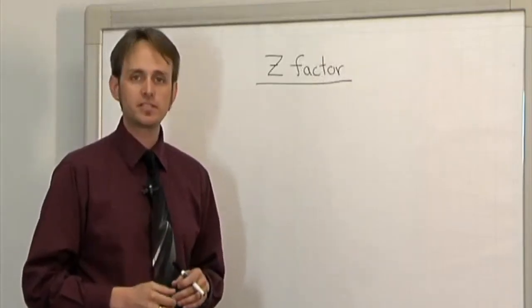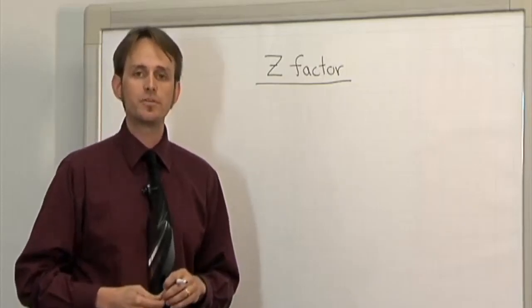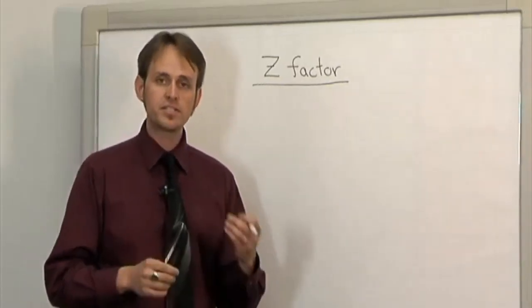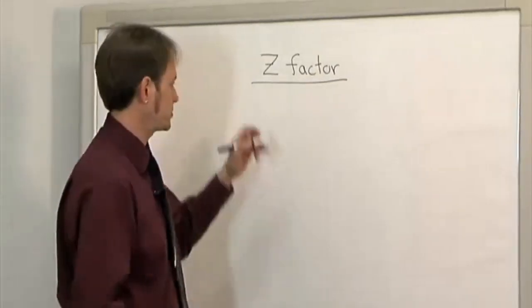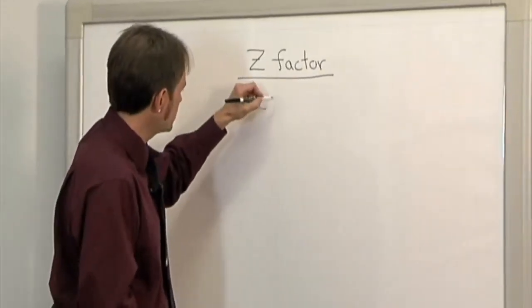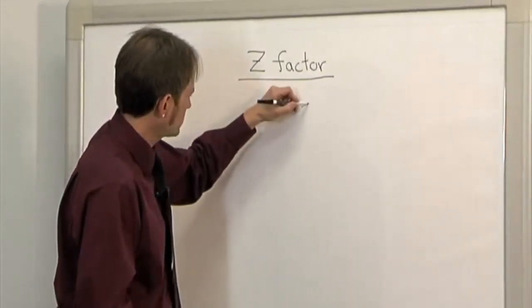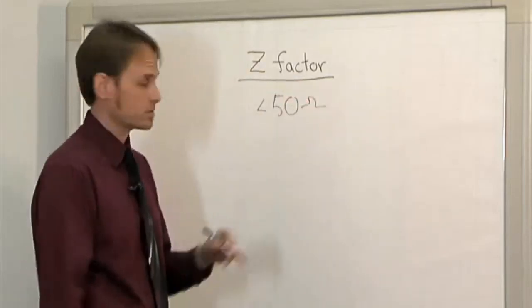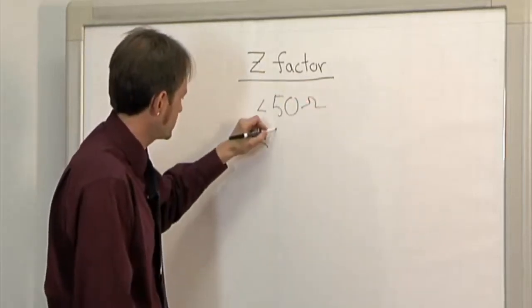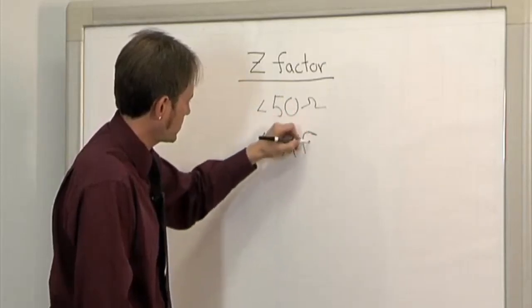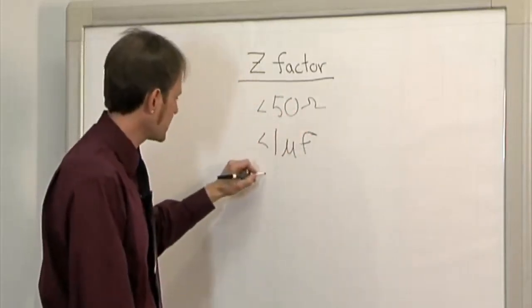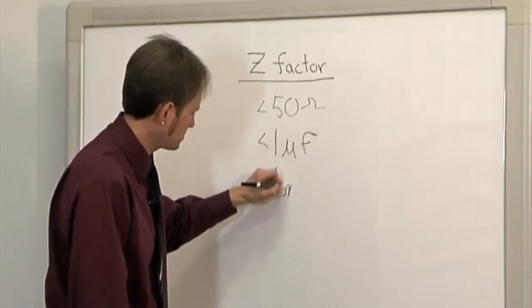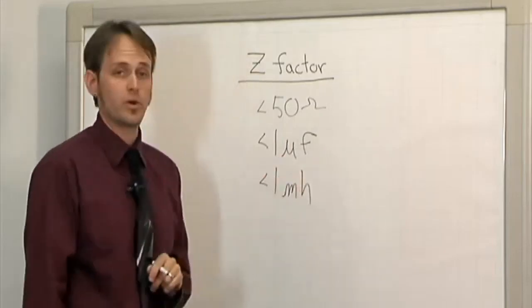The maximum distance for the SLC loop is determined by the impedance of the wire. This is determined by three electrical factors. One is the wire resistance, less than 50 ohms. The second is its capacitance, 1 microfarad. Lastly is the inductance, less than 1 millihenry.